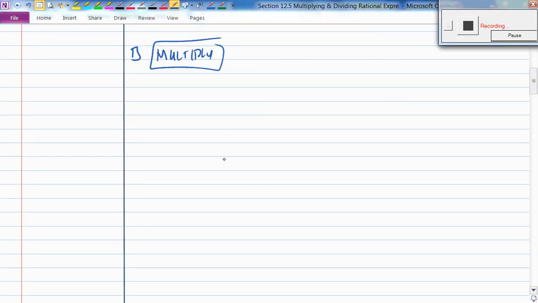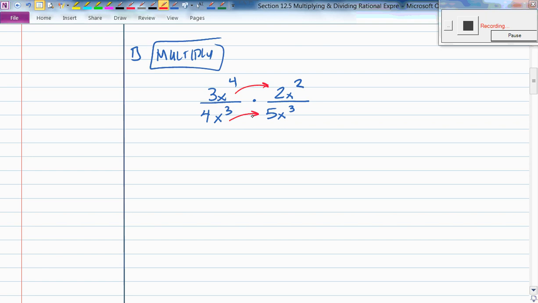So we're going to multiply these two rational expressions together. I'm going to give you 3x to the 4th power divided by 4x to the 3rd power. And we're going to multiply that by 2x squared, all divided by 5x to the 3rd. Now, there are 2 ways that we could do this. The first is we're going to treat it just like we did before. We're going to multiply two fractions straight across.